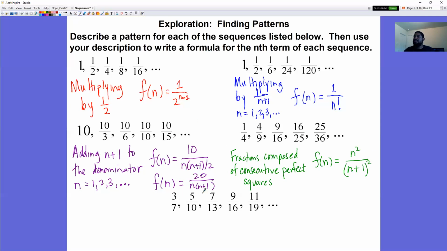And then the last sequence, these are fractions. We have 3 over 7, 5 over 10, 7 over 13, and so on. So we can describe this pattern as the numerator increases by 2, and denominator increases by 3.